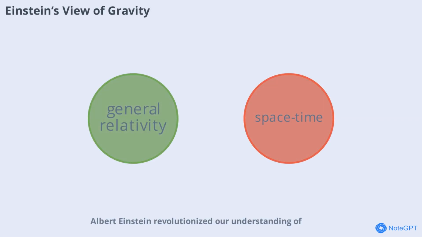Albert Einstein revolutionized our understanding of gravity with his theory of general relativity. Instead of viewing gravity as a force, Einstein described it as the curvature of spacetime caused by mass. Massive objects like the Sun bend the fabric of spacetime, and this curvature tells planets how to move. Einstein's theory has been confirmed by many experiments and is essential for understanding phenomena like black holes and gravitational waves.